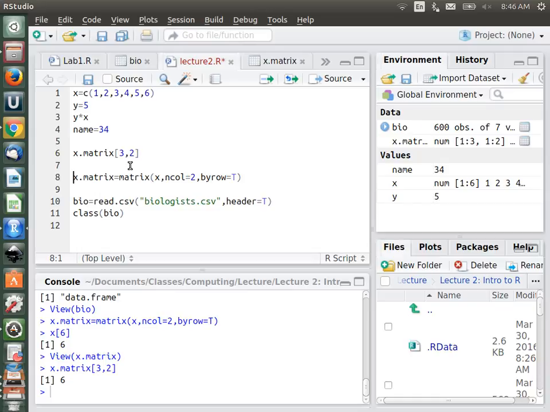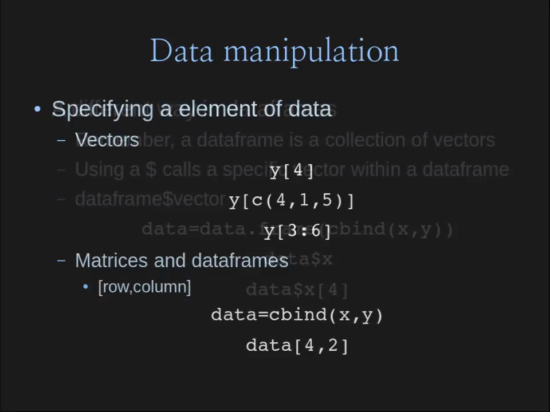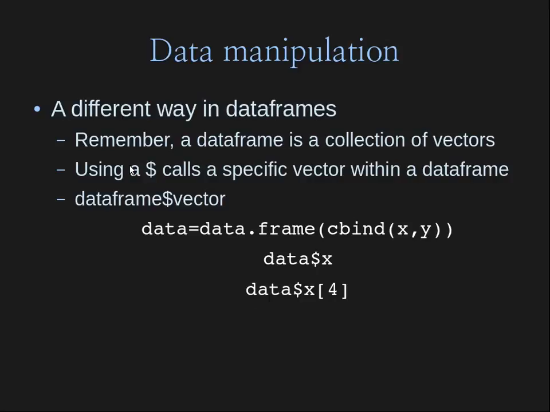Similarly, this works also for a data frame. Again, row, comma, column inside brackets is how we specify things in two-dimensional structures like matrices and data frames. However, data frames have a special way. Because they are a collection of vectors, we can call one specific vector at a time inside there. We do this using the dollar sign. We use the data frame name, dollar sign, and the column name, and that will give us just that one column as if it's just a vector.